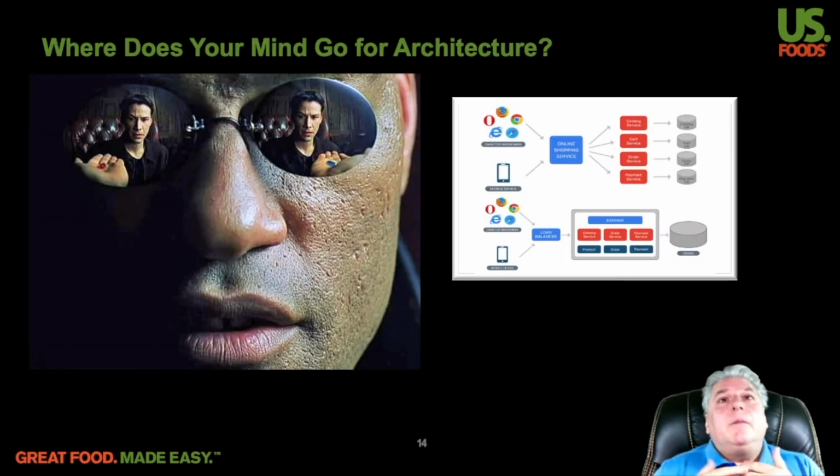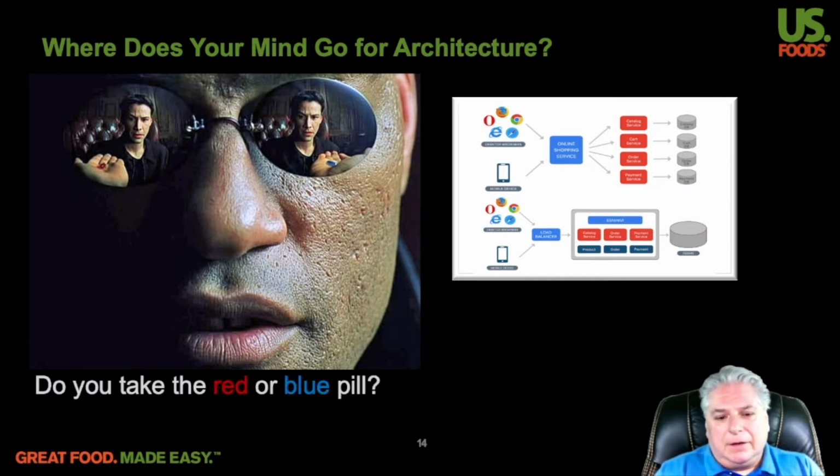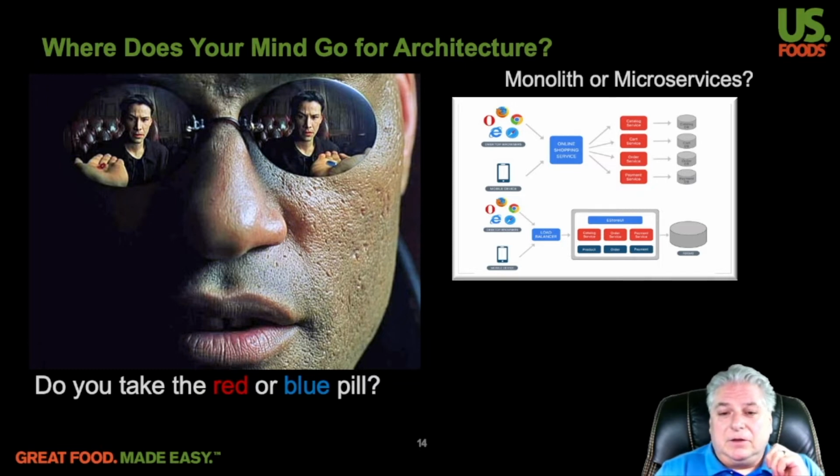So thinking about all of this, maybe put your architecture hat on a little bit. Where does your head go for architecture, right? Maybe you have to pick the type of application you want to build. Do you take the red pill or the blue pill? Kind of tying back to The Matrix that's coming out. So do you want to build a monolith or microservice? You could probably do either.